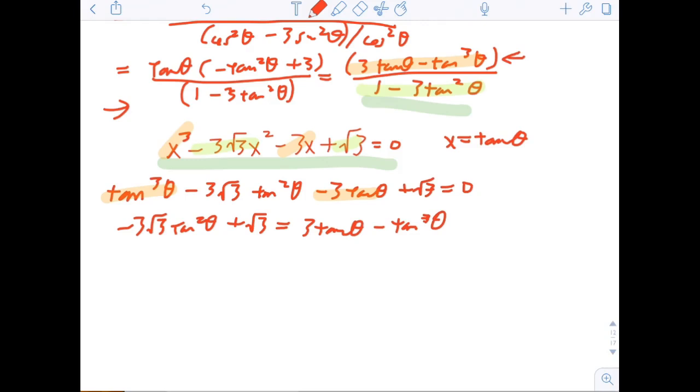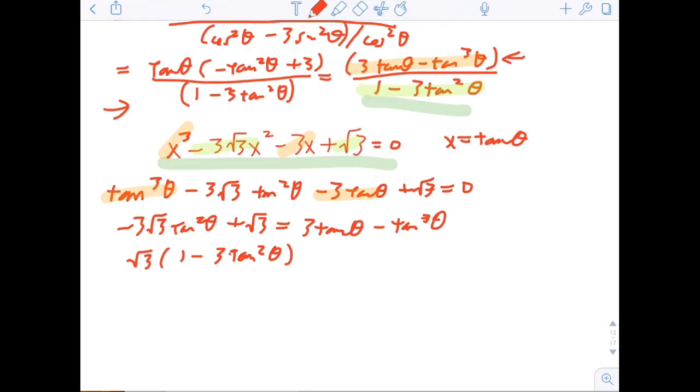Then we're going to factor out square root of 3, and we'll get 1 minus 3 tangent squared theta on the left side.